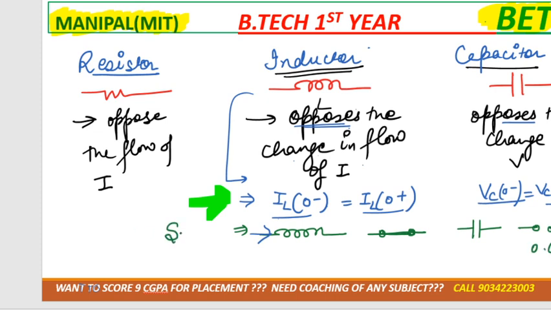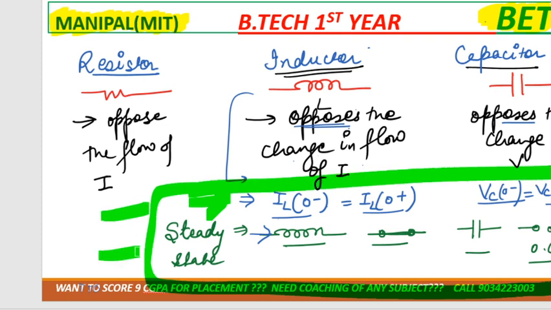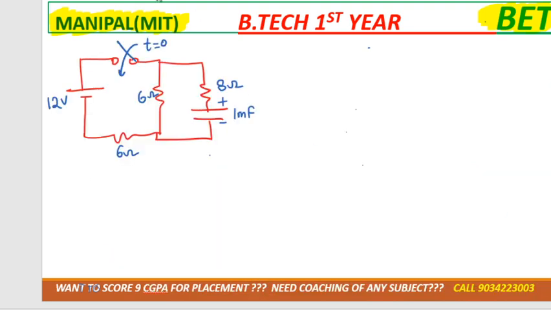So you just need to remember one thing, that in steady state condition, inductor will behave like a short circuit and capacitor will behave like an open circuit. Just these two things, formula point of view, you need to remember it. Okay, write it down. So now see, this is your assignment question.